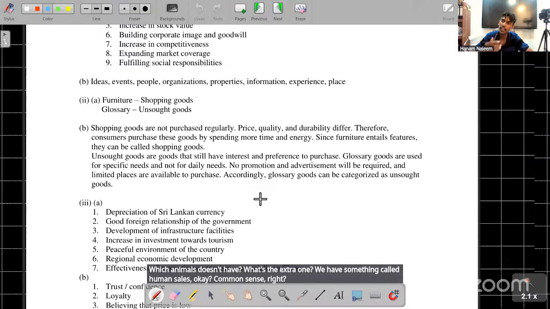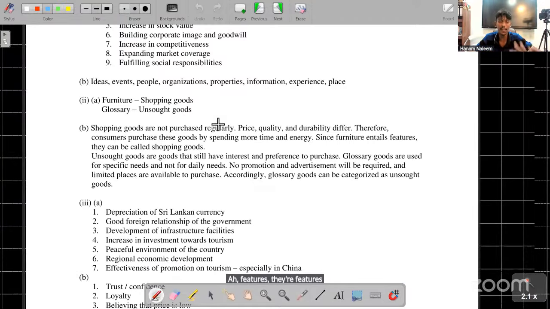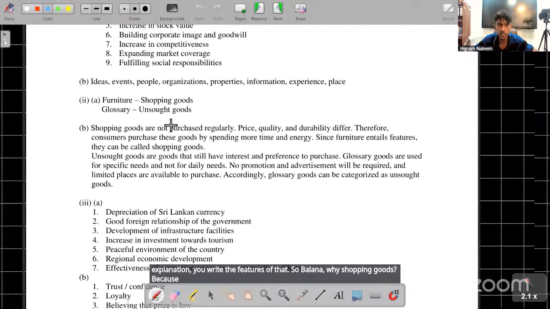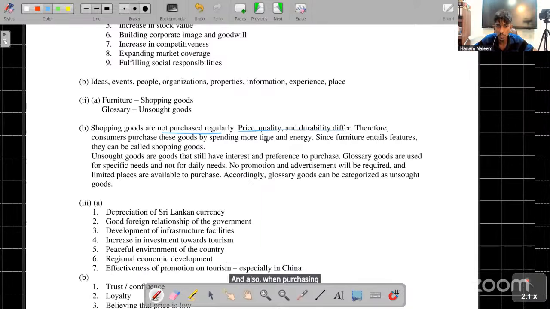Alright, fine. So why did we go for features? Now we are going to be careful. When writing the explanation, you write the features of that. So, Balana, why shopping goods? Because shopping goods are not purchased regularly. Okay, features, Maliana. Then price, quality and durability differ. And also when purchasing this good, you spend more time and energy.